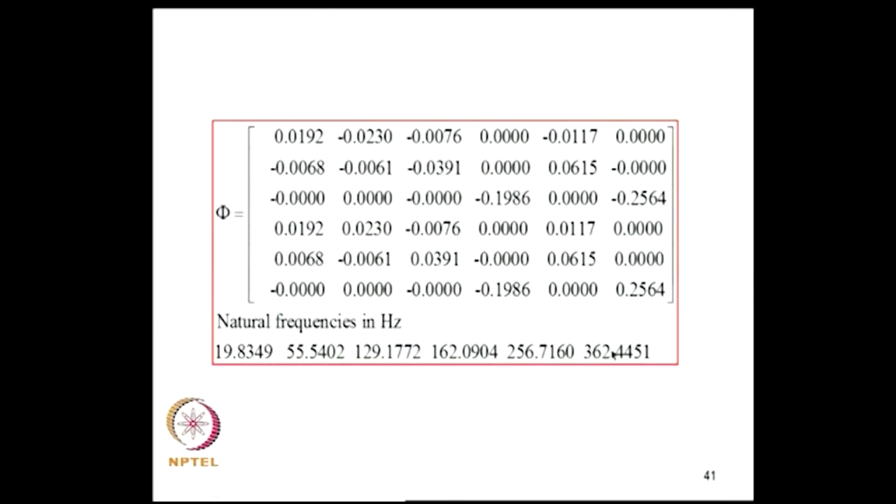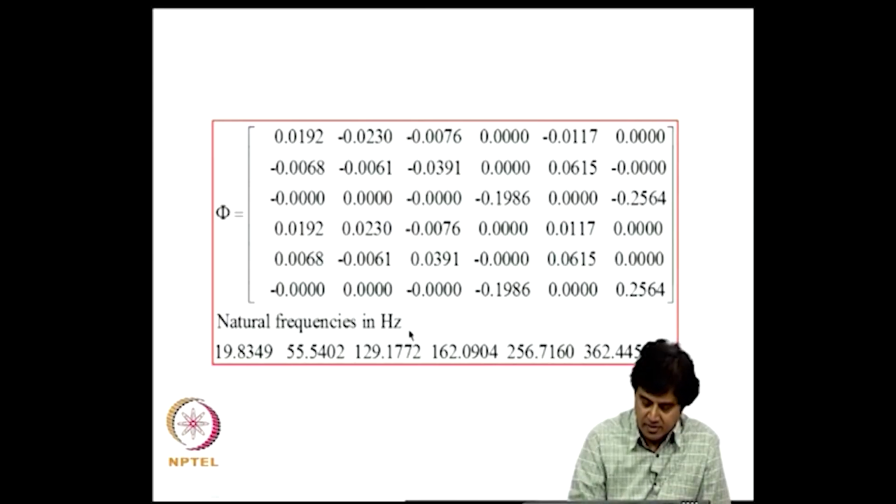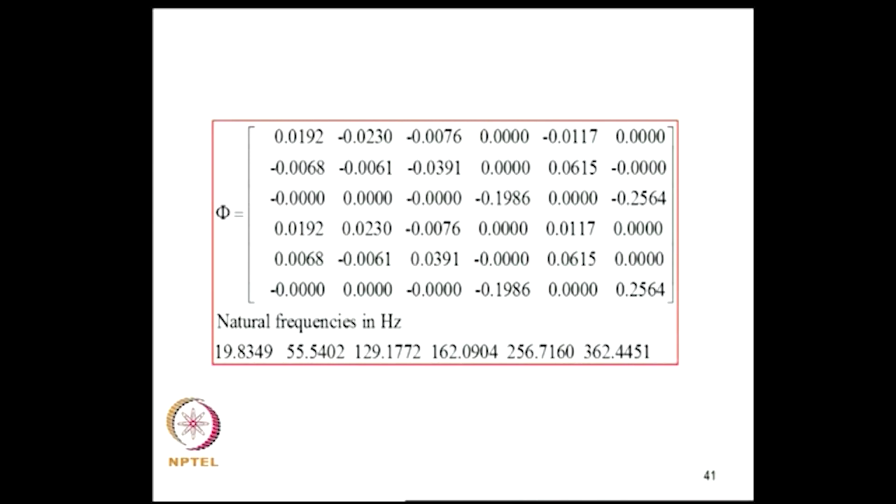If you do the eigenvalue analysis, the 6 natural frequencies for the system are shown here, and this is the modal matrix. This information is made available to you so that if you yourself attempt to solve the problem, this will provide a check.